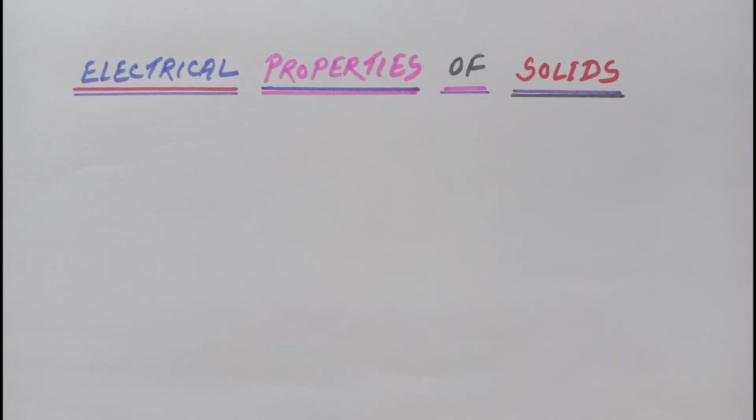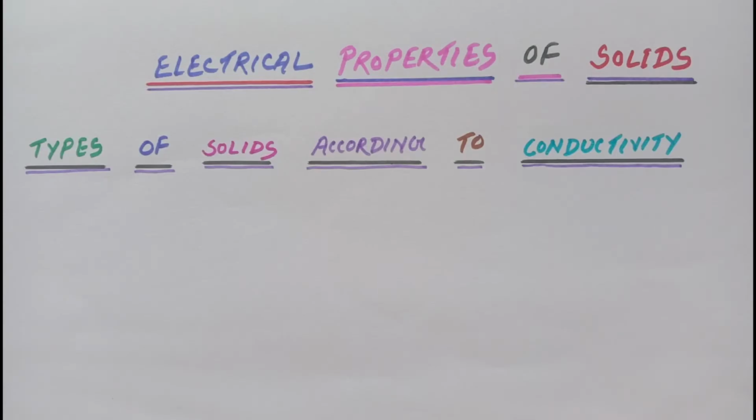So solids can be classified into three types according to their electrical properties. That is the conductivity. Conductivity means ease of flow of current or electrons. How easily electrons or current can flow is known as the conductivity of that substance. According to its conductivity range, solids can be classified into three types.